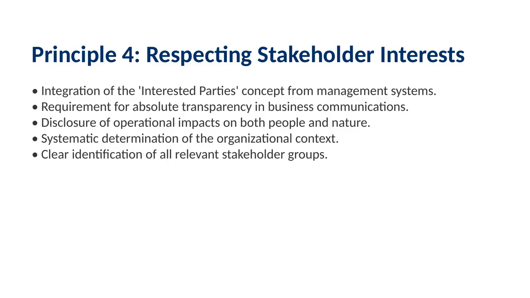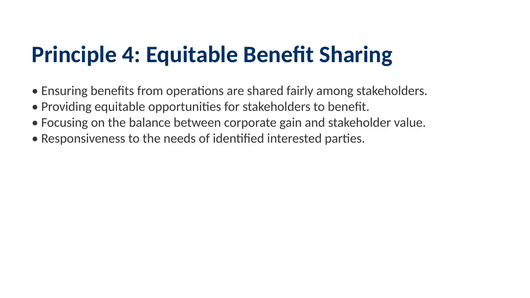There should be no ambiguity. The disclosures must be transparent and clear. To achieve this, the entity must systematically determine the context of its operations and clearly identify who its interested parties are. And to round this out, the entity should ensure that benefits are shared fairly, providing stakeholders an opportunity to benefit from the operations in an equitable manner. Entities must ensure benefits from their operations are shared fairly and equitably among all stakeholders.